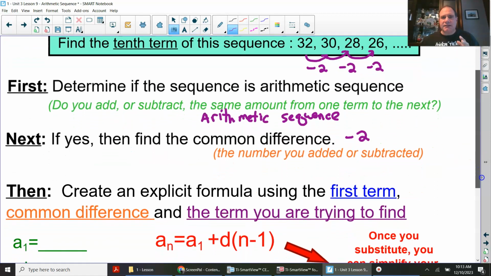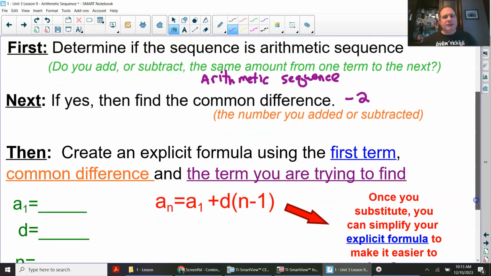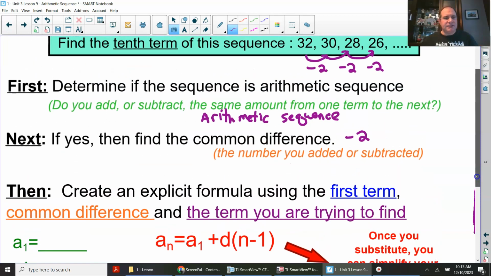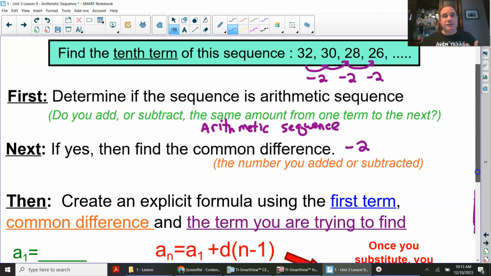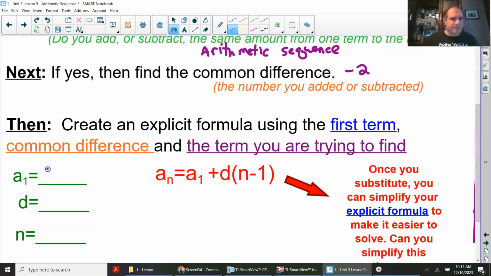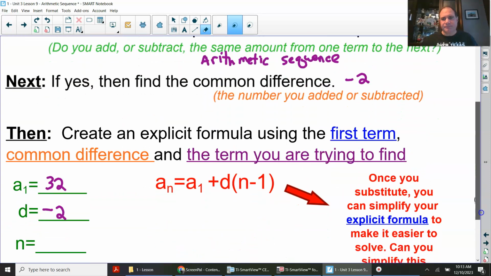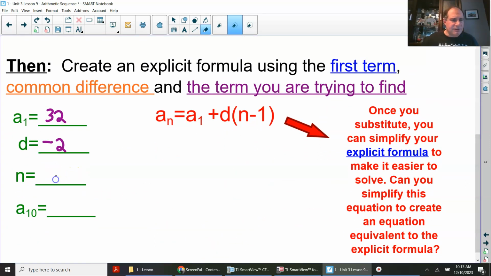Because we subtracted to get from one term to the other, the common difference is -2 in this case. So let's go ahead and see exactly what a sub 1 is. A sub 1 is the first term. That is 32. We already said that the common difference is -2, so d is the common difference. The term that we're looking for in this question, they asked us to find the 10th term. So I'm going to go back down and put 10. Now that I have those three numbers, I can actually figure out what that 10th term is.